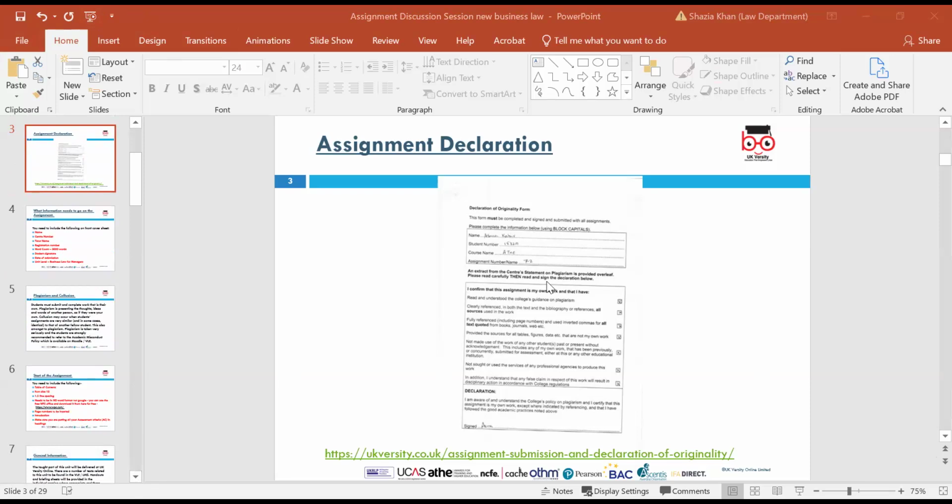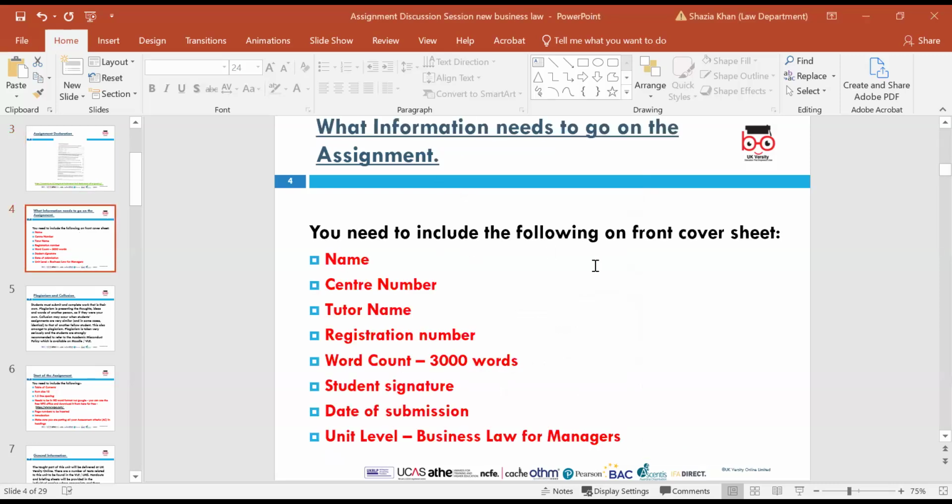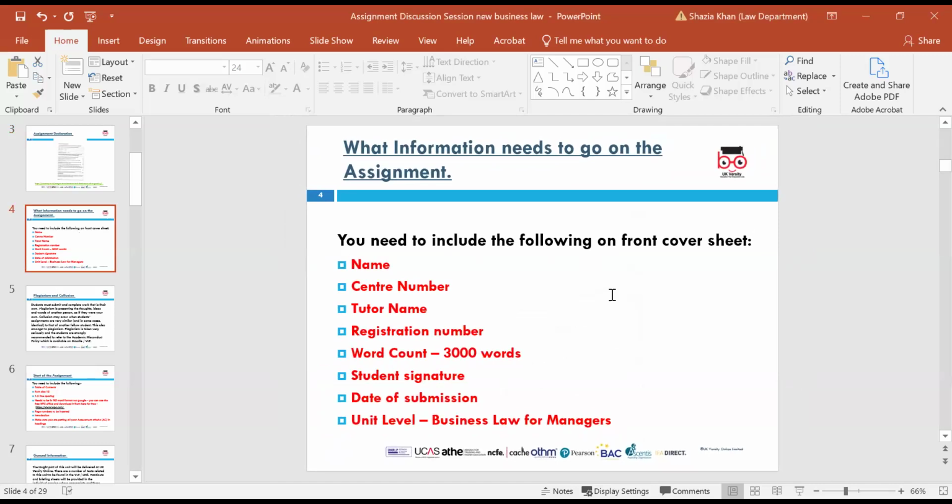So just going on about the assignment declaration, the importance of it, that you sign the declaration to identify that this is your work. So you need to make sure that the work you submitted is referenced properly and it is your own work. So what information needs to go on the assignment? On the front cover you need to have your name, your centre number, your tutor's name, your registration number and your word count, which for this assignment is 3,000 words.